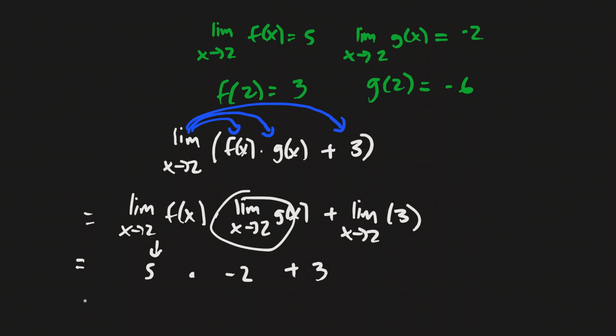So let's simplify this. So this is going to be equal to 5 times negative 2, which is negative 10, plus 3. So negative 10 plus 3 is going to be equal to negative 7. So this, right over there, this is my limit.